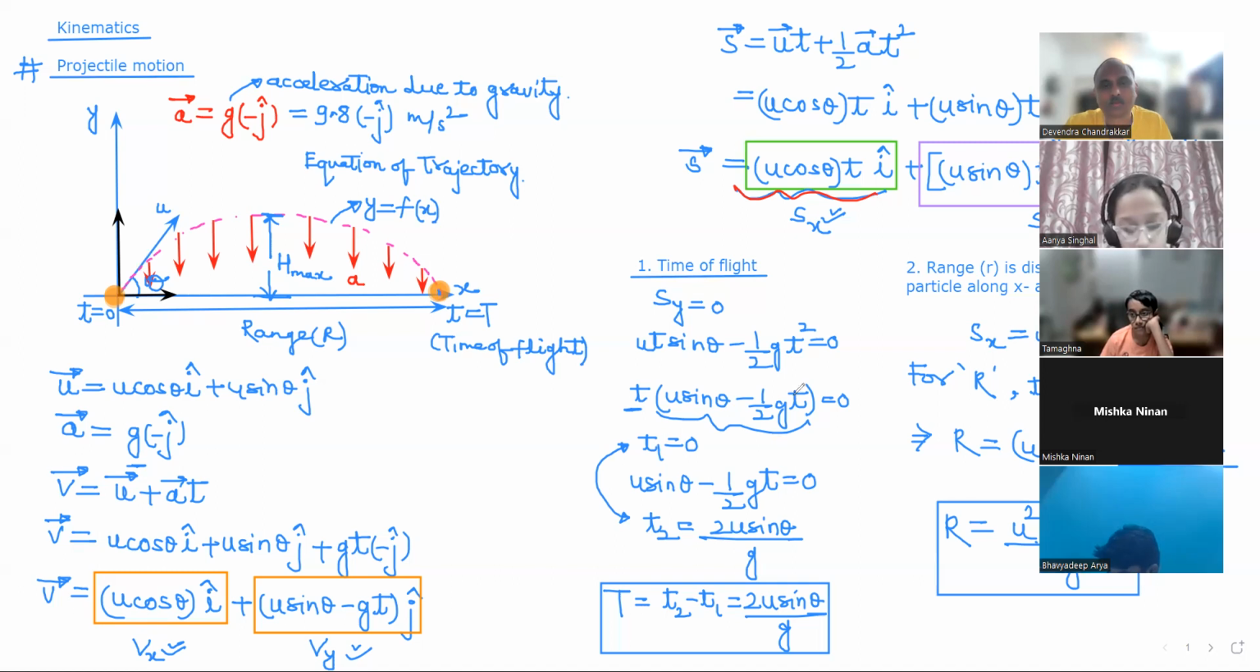So now it's time for the equation of H max. So range and time of flight we have already done. So the question to all of you is, the particle will be at this location when it is at H max. Yes or no? All of you.